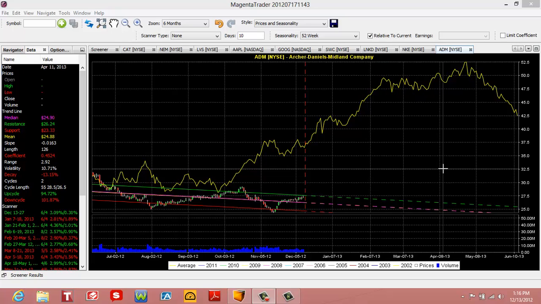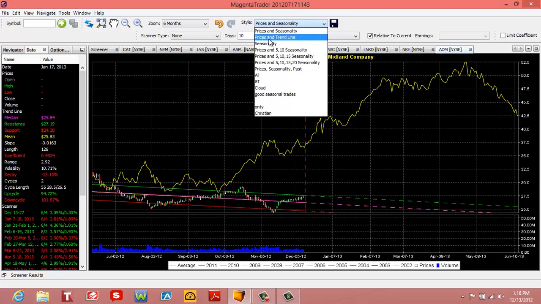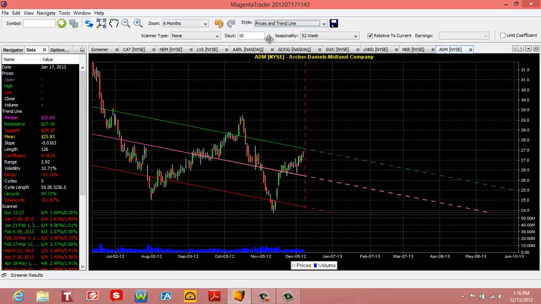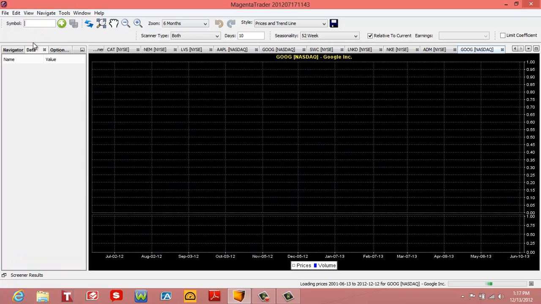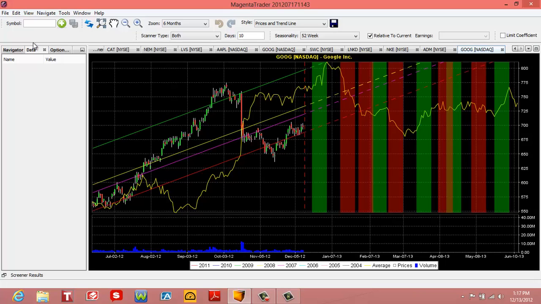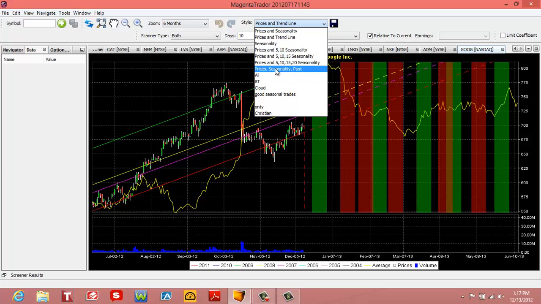Okay, now in this video we're going to cover how to use the prices and trend line. When you go to Magenta Trader software and you load any stock, for example, let's say we load Google, we always load it right here where it says symbol after you've logged into the software, and you press enter, and it's going to load the symbol.